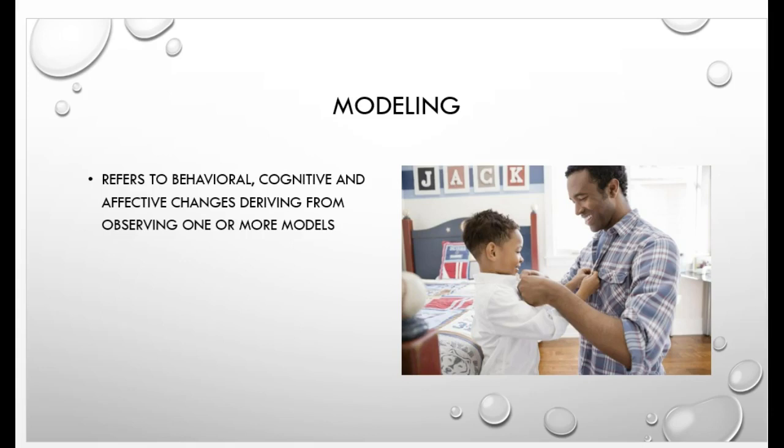So the other key concept here is the concept of modeling. And modeling refers to behavioral, cognitive, and affective changes derived from observing one or more models. Social cognitive theory makes a distinction between modeling and imitation, in that the old or more behavioral view of imitation really relies on the performance of an imitated behavior and its reinforcement. So imitation really says that you do what you've seen somebody else do. Remember, social cognitive theory says that learning takes place in observation even when you don't perform the behavior you have observed. So that really makes modeling different and distinguishes it from imitation.